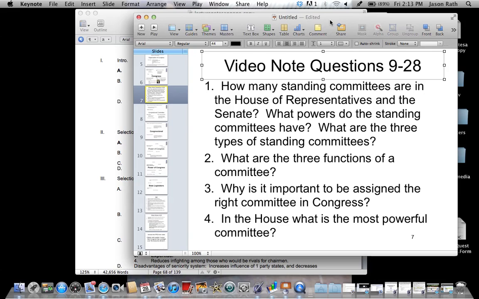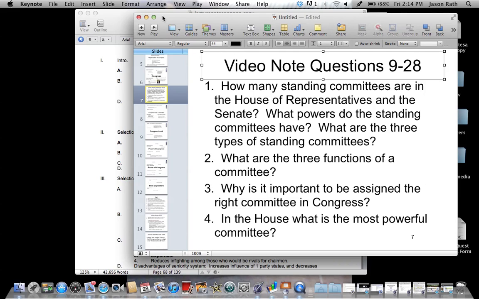What are the three functions of a committee? Why is it important to be assigned to the right committee in Congress? And in the House, what is the most powerful committee? Your video note quiz on Monday will consist of answers to these questions, just like it has the last 2 times we've done it.